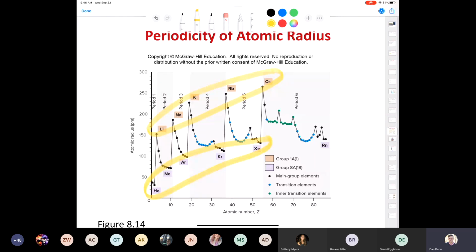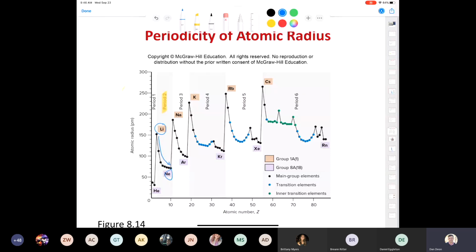Now, this is just a graphical representation of atomic radius, and you can see that generally speaking, as we go across a period, so let's say we choose period 2, as we go from lithium to neon, you can see that the atomic size decreases.